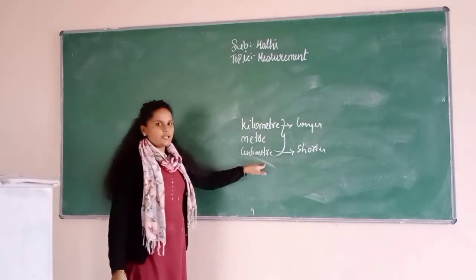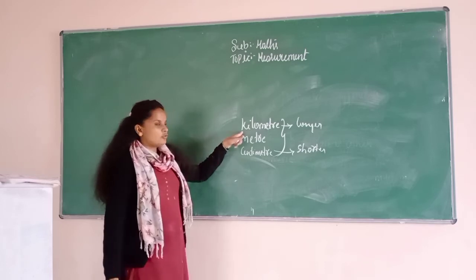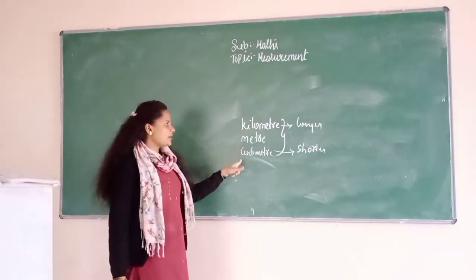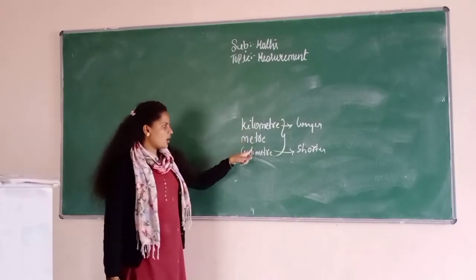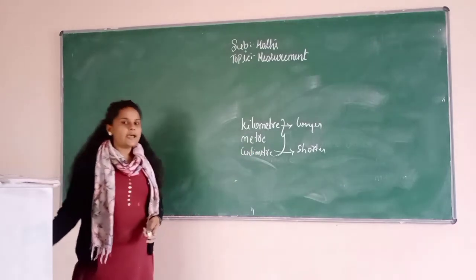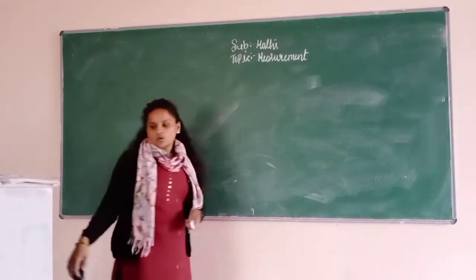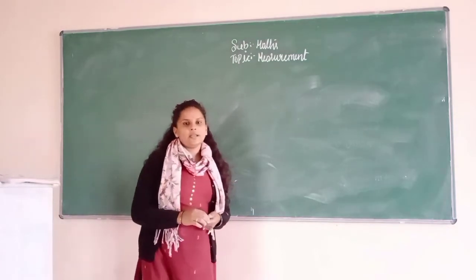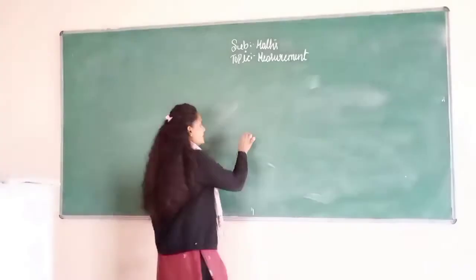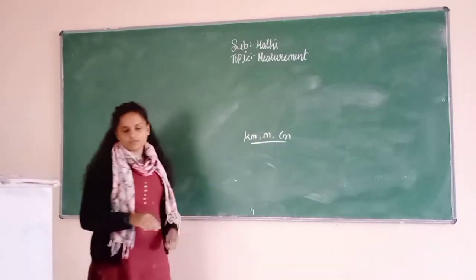We use the centimeter scale to measure shorter lengths, and to measure the distance between one place and another we use kilometer. To measure lengths longer than the centimeter, you use the meter. So this is about the measurement of length, and the units of length are kilometer, meter and centimeter.